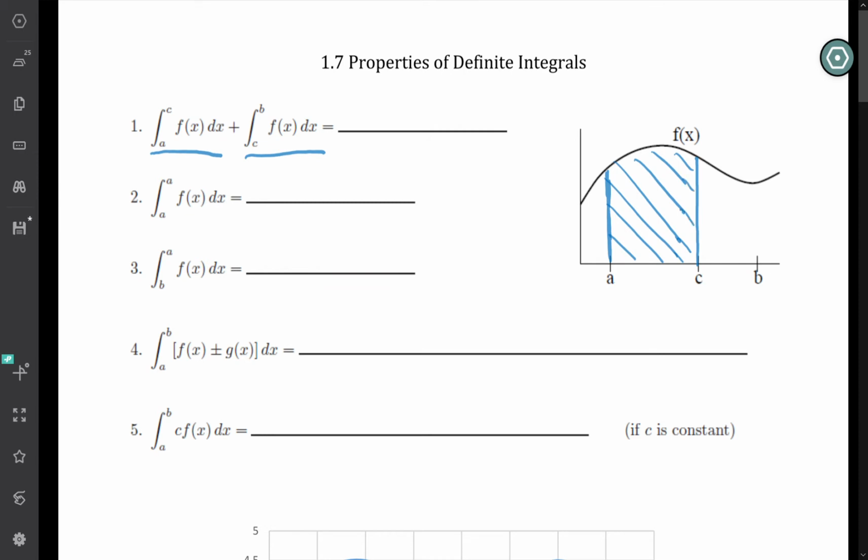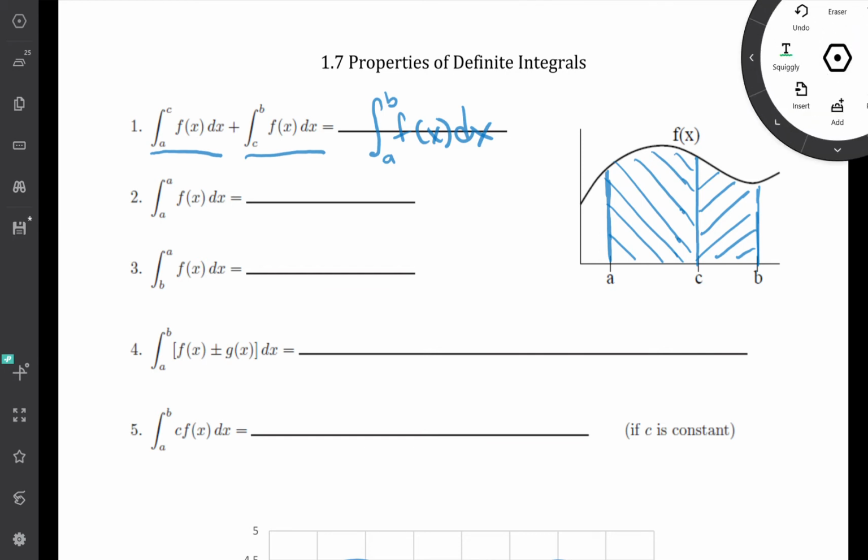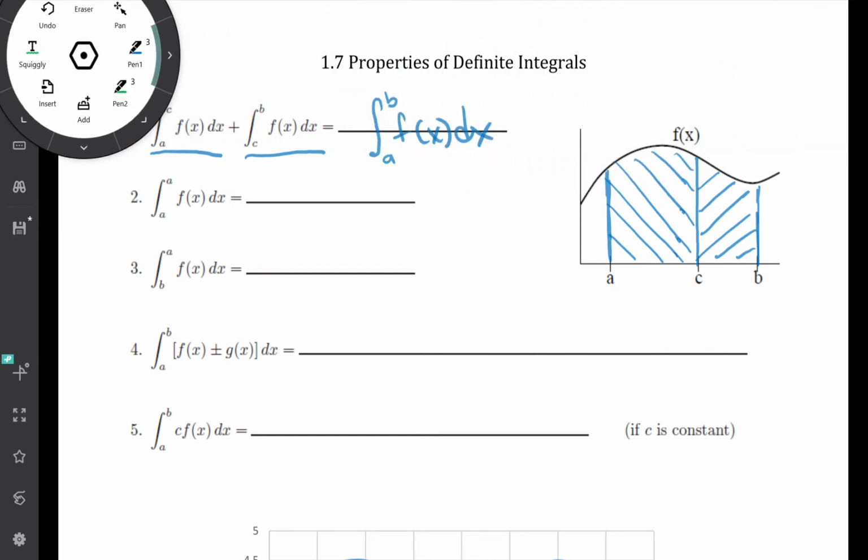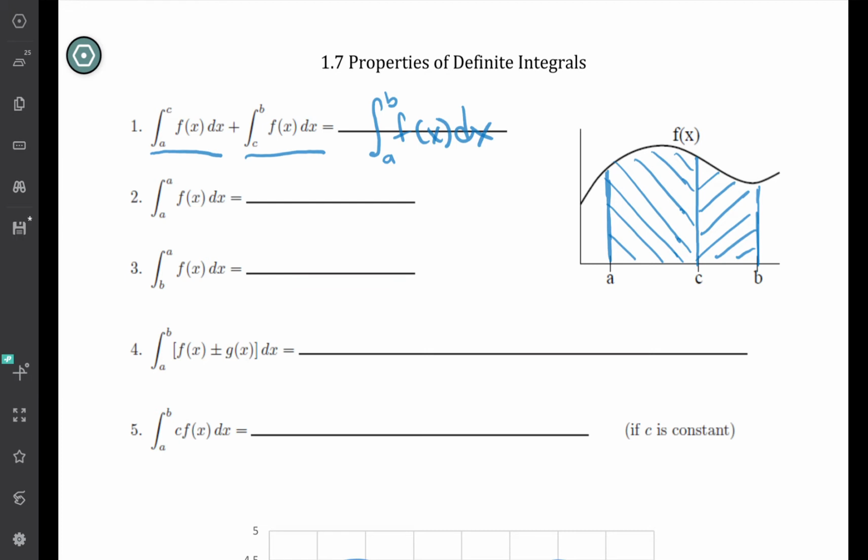So if we integrate from a to c, we're getting this area. If we integrate from c to b, we're getting this area. And if we're trying to simplify this statement, what I'm getting at is that we could say that's exactly the same as if we just went from a to b. So this is property number one. And with the picture looking the way I drew it, it's pretty easy. But I would point out that it actually applies to things that seem a little less obvious.